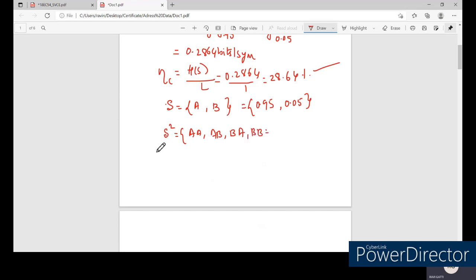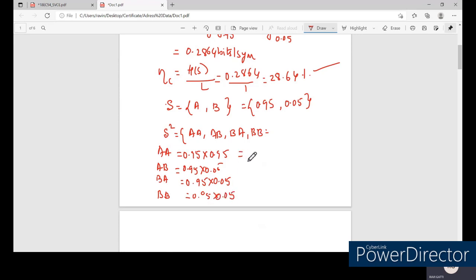Okay, so what are the probabilities? The probabilities will be AA, AB, BA and BB. AA is nothing but 0.95 into 0.95. The second will be 0.95 into 0.05, the next one will be 0.95 into 0.05, and the last one will be 0.05 into 0.05.